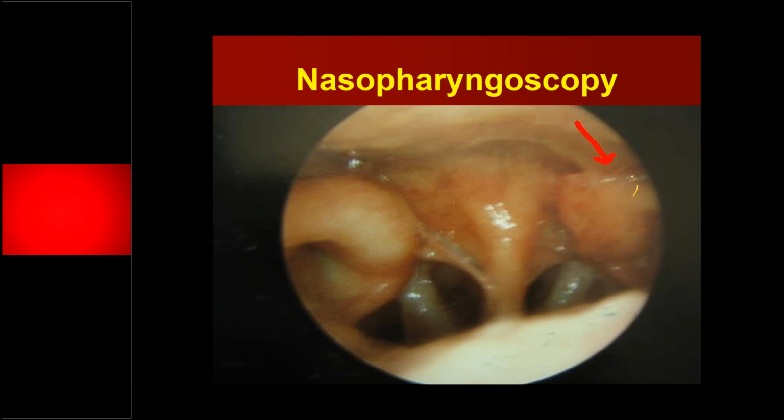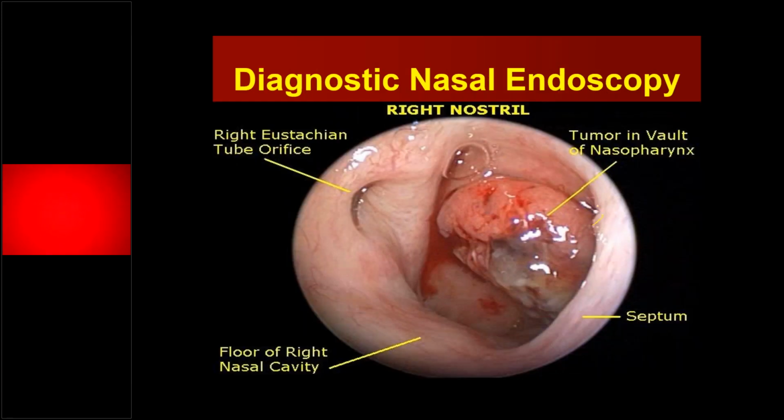On the nasopharynx, you can see here a posterior endoscopy picture. This is the Eustachian tube which I was showing you, and this will become the fossa of Rosenmuller. You could see a growth in the vault of the nasopharynx. Here is the tubal orifice, of course not seen properly.